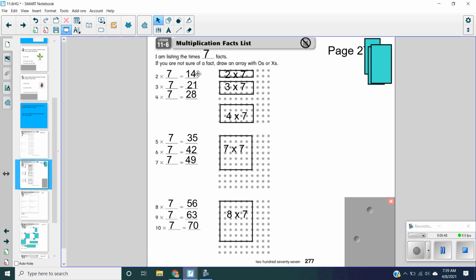So you should have noticed that you are increasing by 7 each time. So 14 plus 7 is 21. 21 plus 7 is 28. And as I keep adding 7, I was finishing with my list of facts. So double check to make sure you have yours correct before moving on to the next page.